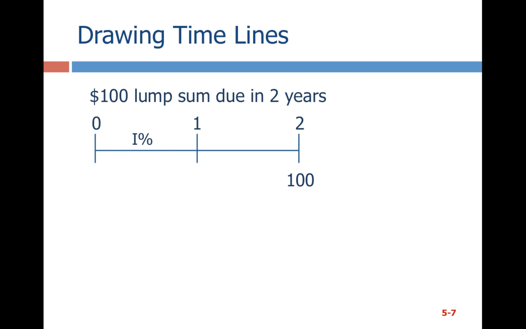Here's what it would look like. A $100 lump sum due, in this case, in 2 years, would look like this on a timeline, where you have time period 0, time period 1, and then at the end of 2 years, you have that $100 lump sum.